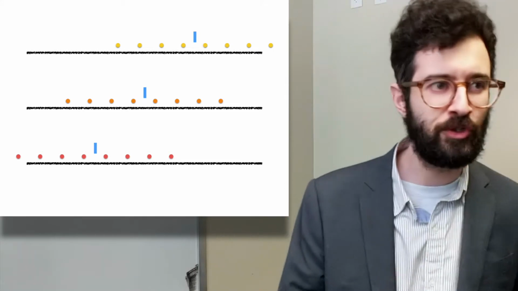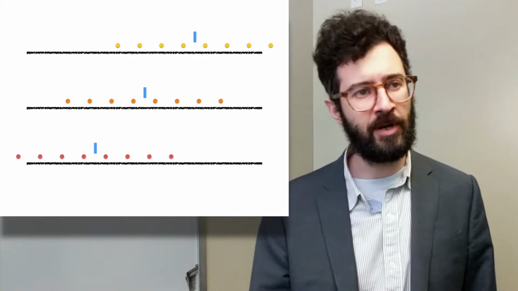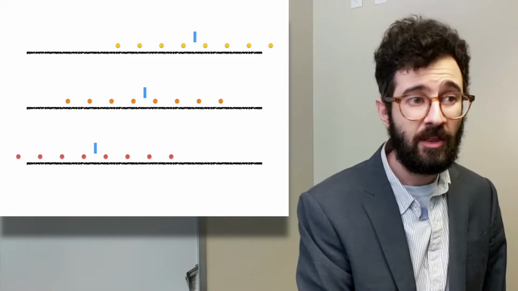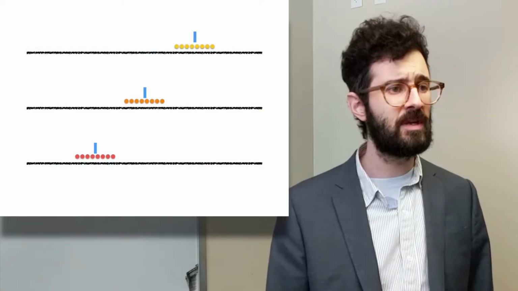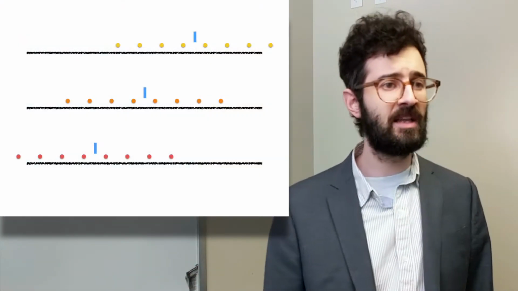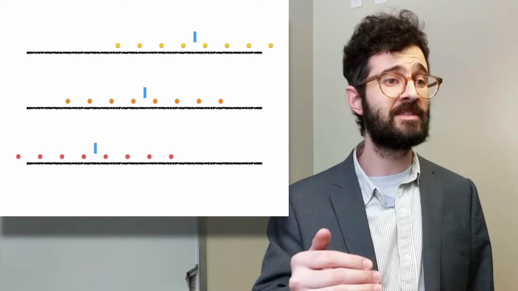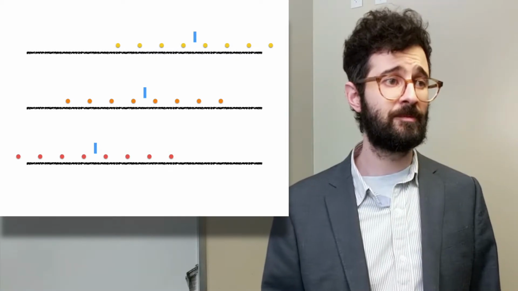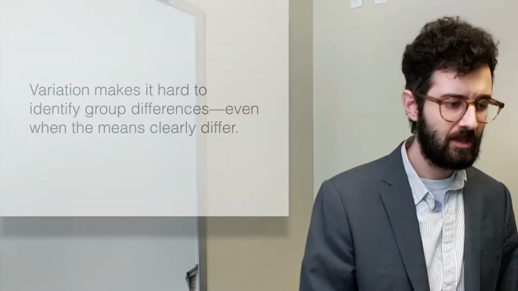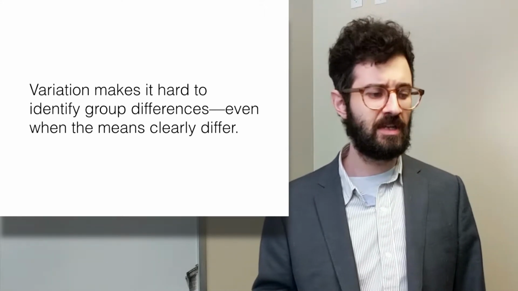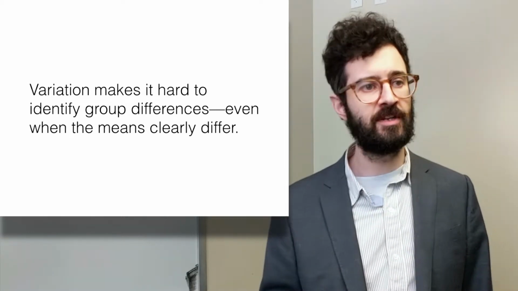Now, this is a really crucial factor, because if we just compare these groups based off of sample means, we would see that there were differences. If we look at the first slide that we saw, these groups look different, and we have these blue sample means. Then with the second slide, we have the same sample means, but if the variation is really large, then it can be really hard to tell them apart. So variation makes it hard to identify group differences, even when the means are clearly different.